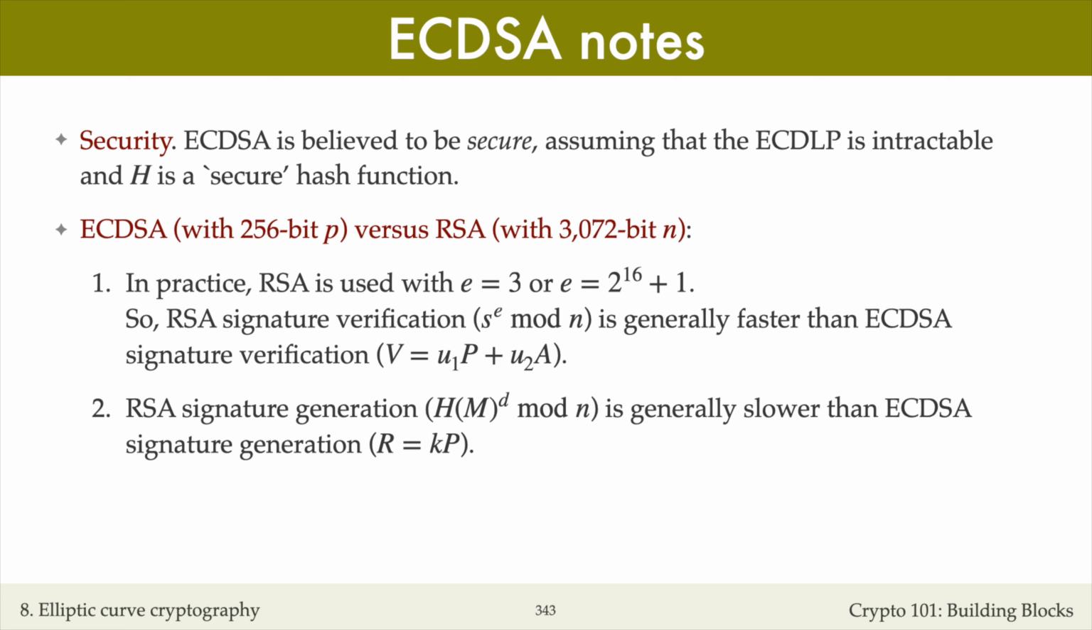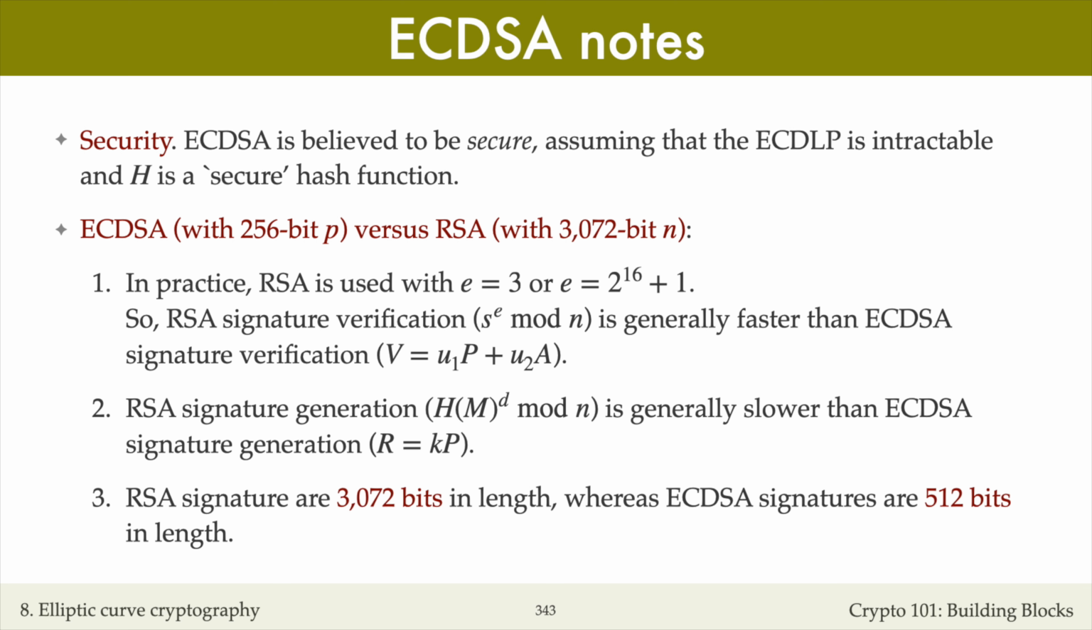On the other hand, RSA signature generation is generally slower than ECDSA signature generation. This is because RSA signature generation requires a modular exponentiation, where now the decryption exponent d is full length, namely 3072 bits. On the other hand, ECDSA signature generation needs only one point multiplication. Finally, I'll note that RSA signatures are 3072 bits in length, which are longer than ECDSA signatures, which are 512 bits long.